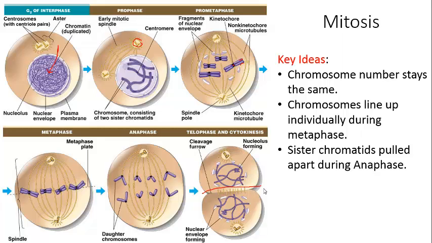Something that's really important to understand about mitosis is that the chromosome number stays the same. You begin with 46 chromosomes, you end with 46 chromosomes. The reason why the chromosome number stays the same is because the sister chromatids are being pulled apart. The moment the sister chromatids are pulled apart, they then become their own chromosomes.